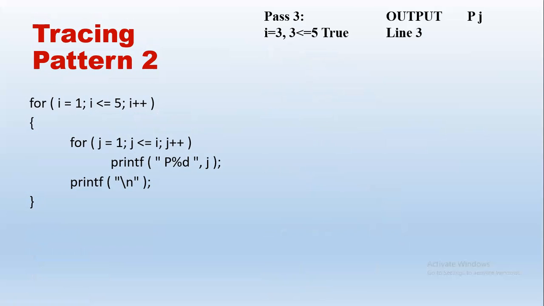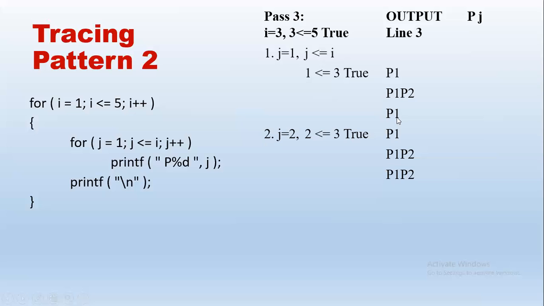So now pass 3 starts from I equal to 3. 3 less than or equal to 5. Condition is true. We have to print line 3 here. So the value J starts from 1. 1 less than or equal to I, which is 3. So yes, it is true. So in the third line, we are printing Pj. J value is 1. So we print P1.